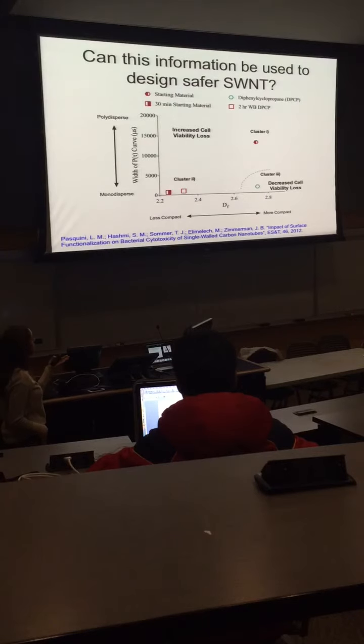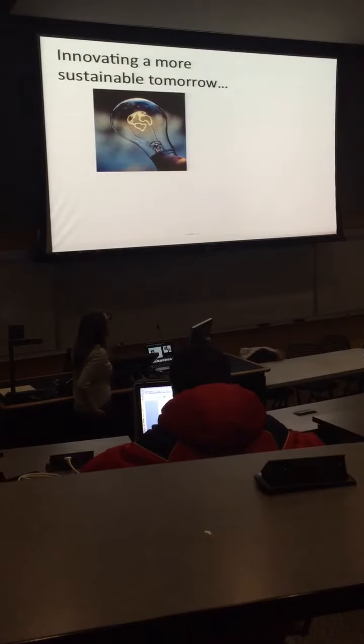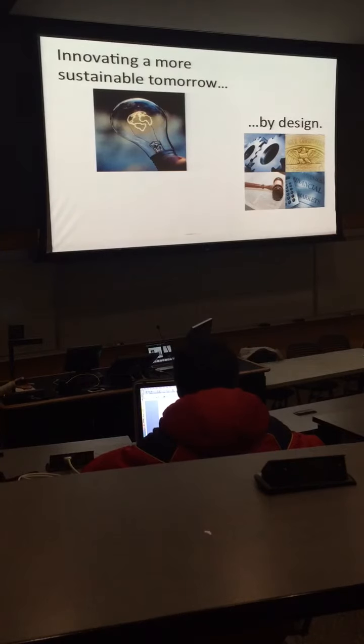So at least as a first cut, from the 80-20 rule of, is this more or less toxic, I can start to manipulate these properties. So the goal here is really, can I figure out what functional properties of these nanomaterials are important for the application I intentionally want them to be used for, and then lead to implications like hazard or exposure that are unintentional, unintended consequences. So our goal is really to innovate this more sustainable tomorrow, and we want to do it by design. So we want to think about market, we want to think about the regulatory, the policy environment, the market environment.